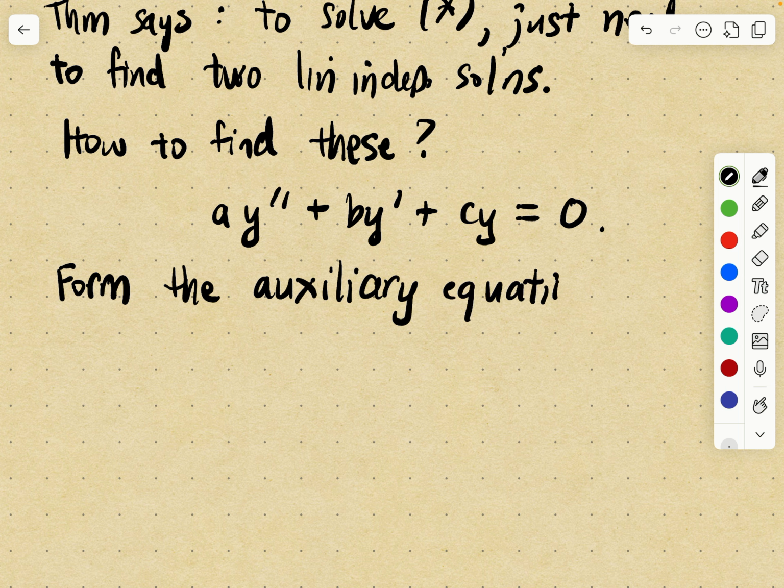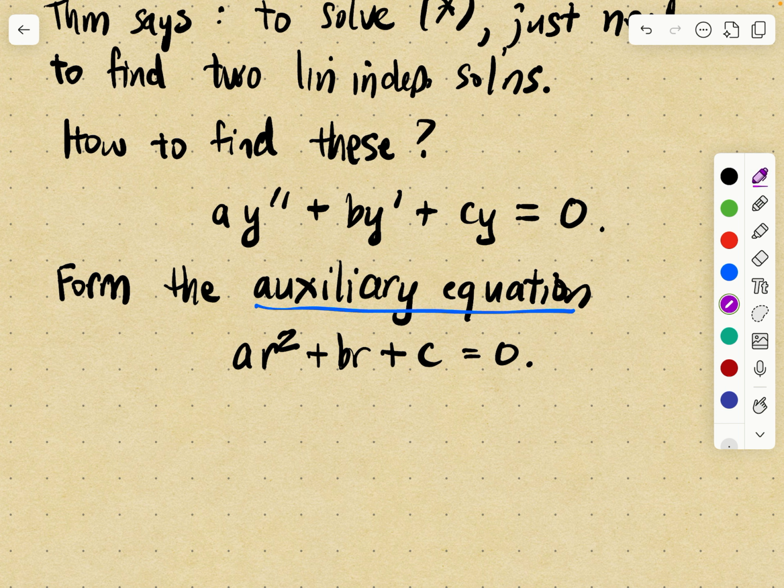Or sometimes it's called the characteristic equation. The auxiliary equation is the equation ar squared plus br plus c equals 0. So basically what you're doing is replacing the y double prime with r squared. You're changing the y prime to r, and you're changing the y to 1. Okay, so you get this equation.